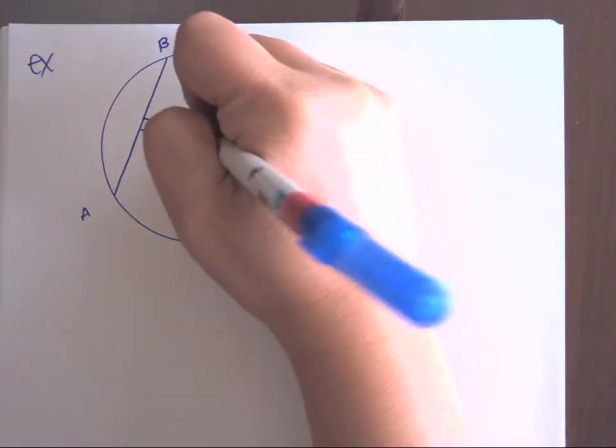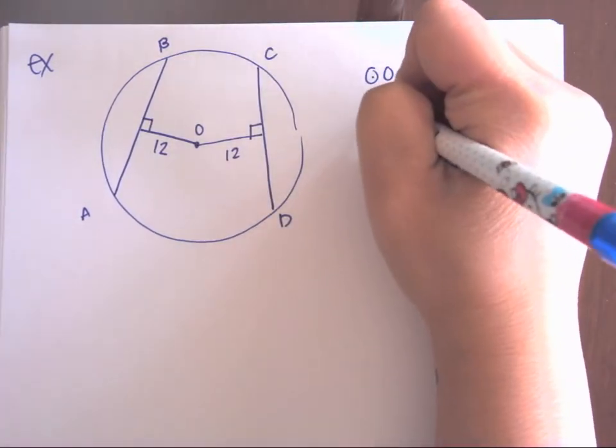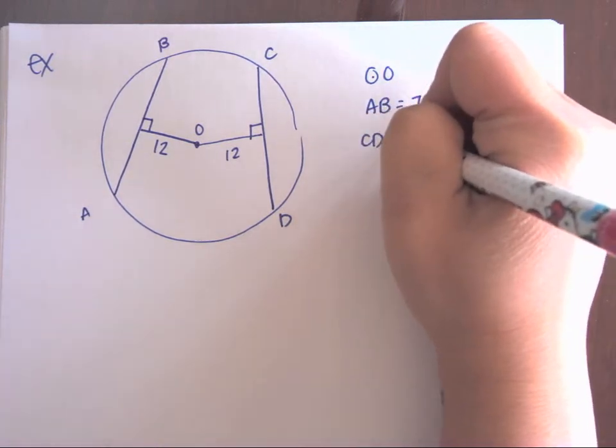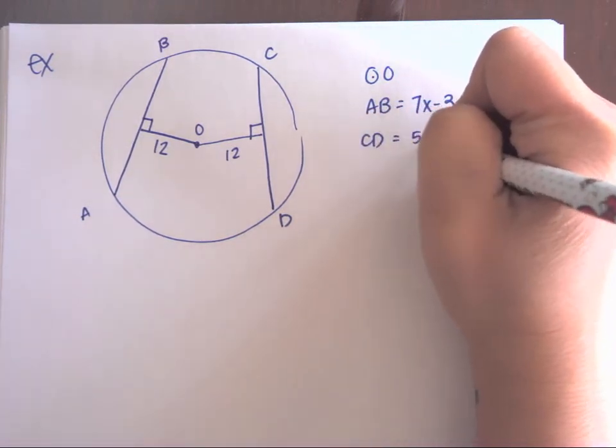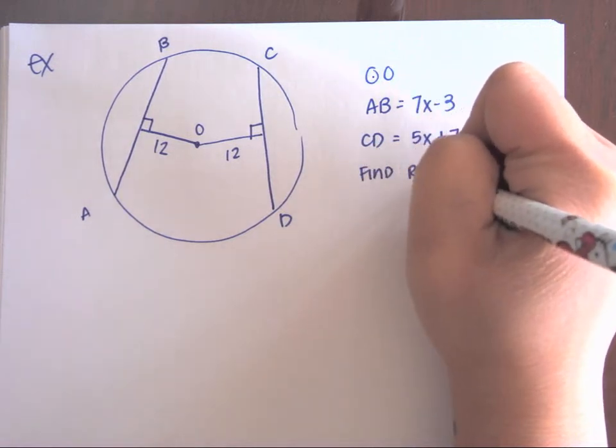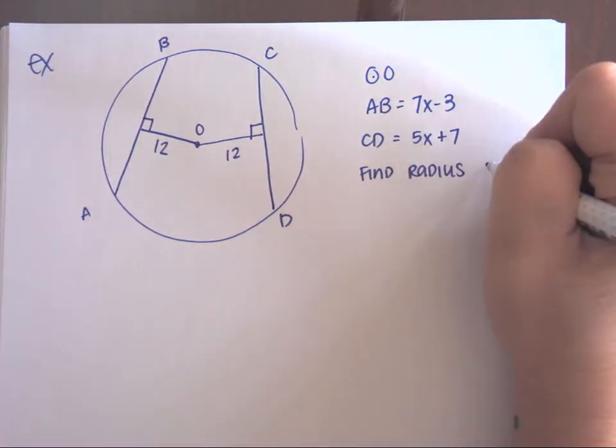So we have circle O. AB is 7x minus 3. CD is 5x plus 7. Find the radius of circle O.